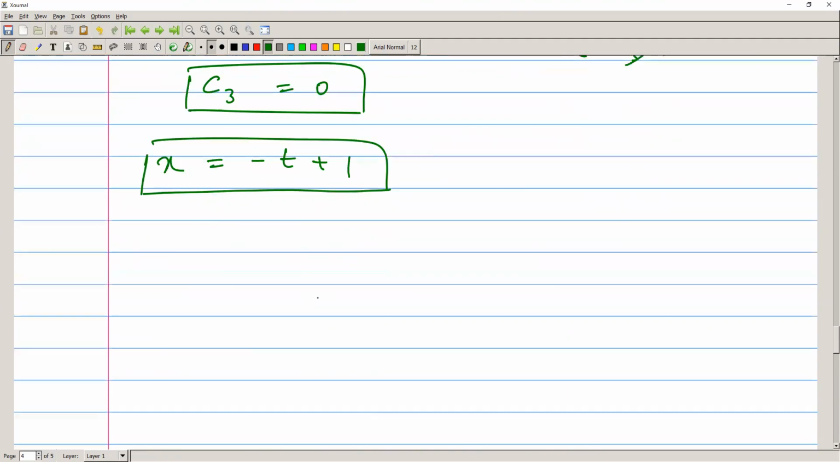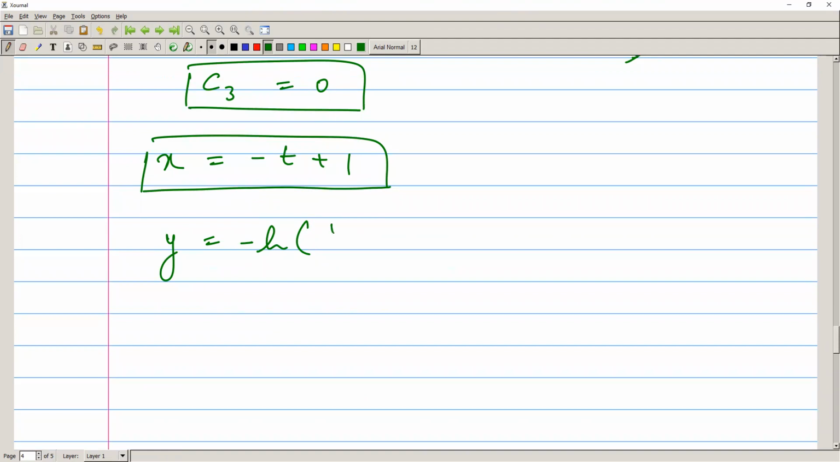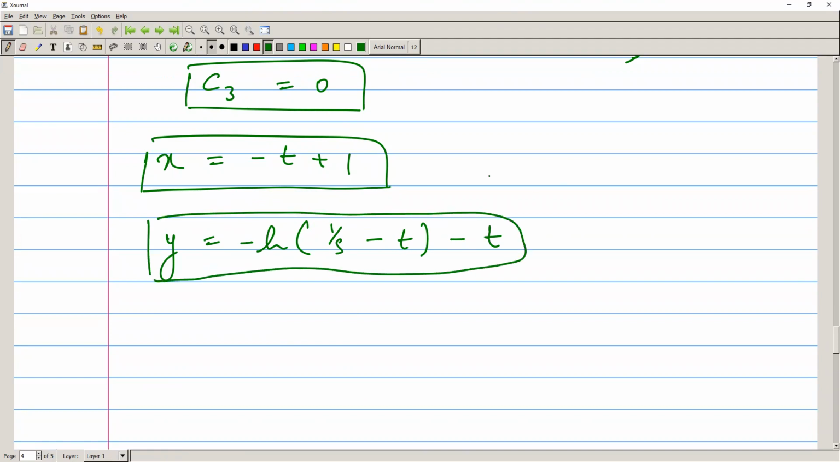Now we will check for y. So y is equal to negative ln c1 minus t. So c1 is 1 over s, so it will be negative ln 1 over s minus t. Again, here it's minus t, and c3 is 0. So this is equation number 2. Let's say this is equation number 1, and this is equation number 2.